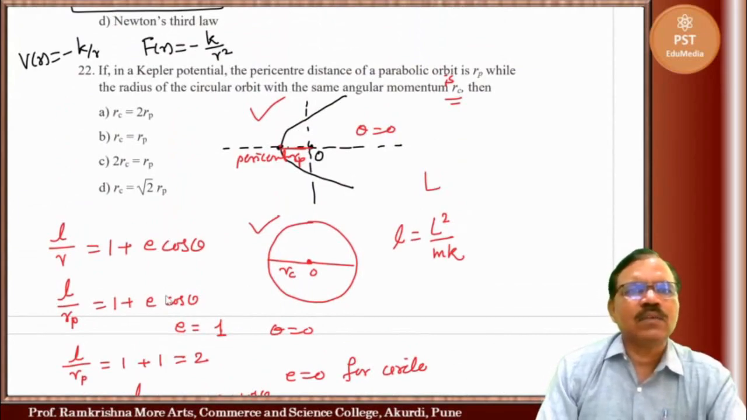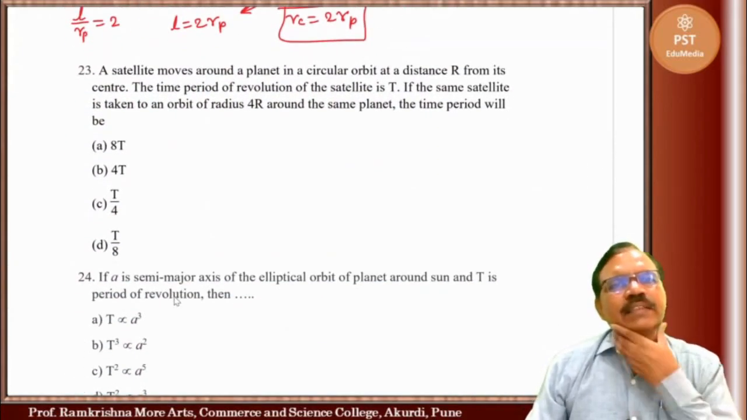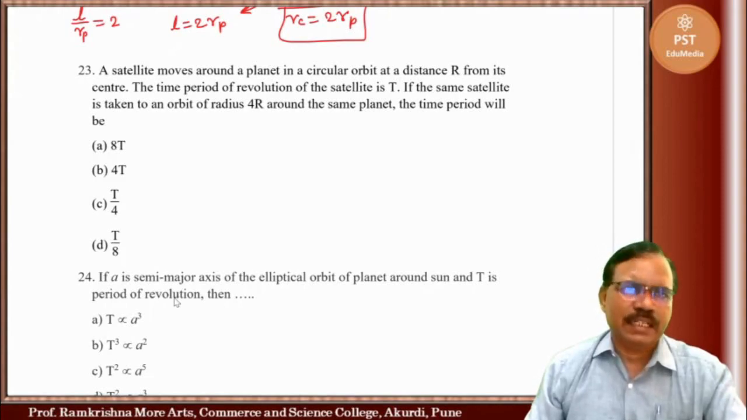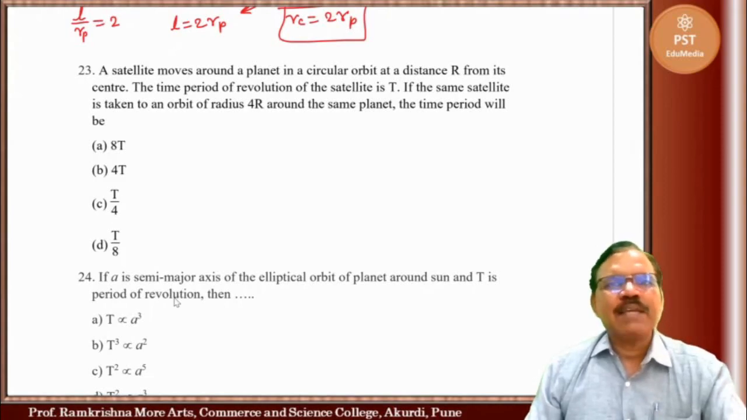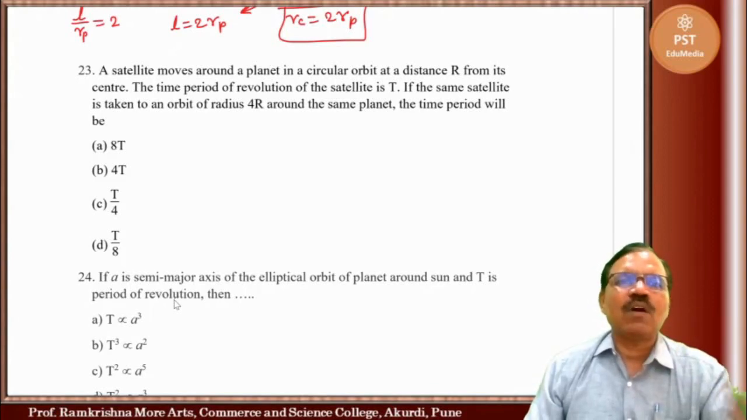So RC is equal to 2 times RP. This one is correct. Now next one, a satellite moves around a planet in a circular orbit at a distance r from its center. The time period of revolution of the satellite is t. If the same satellite is taken to an orbit of radius 4r around the same planet, the time period will be?